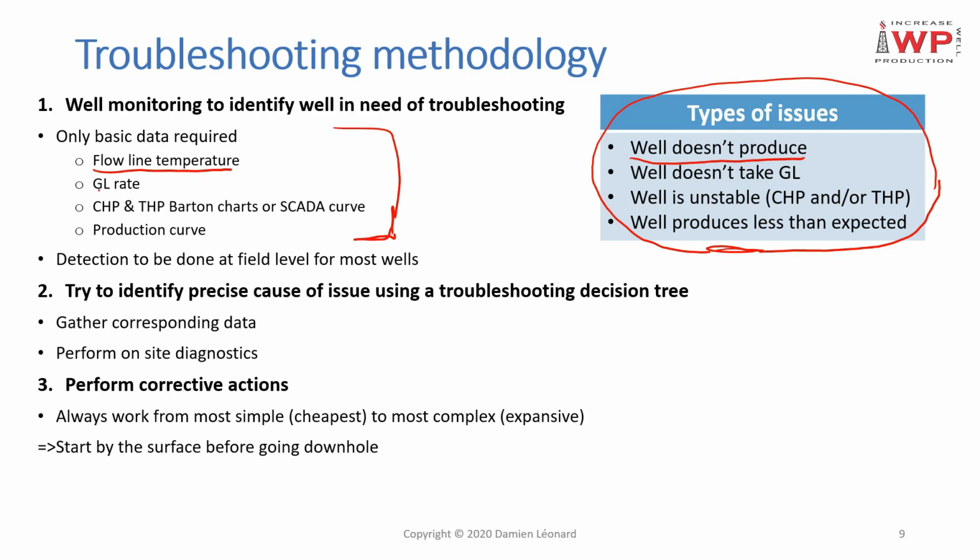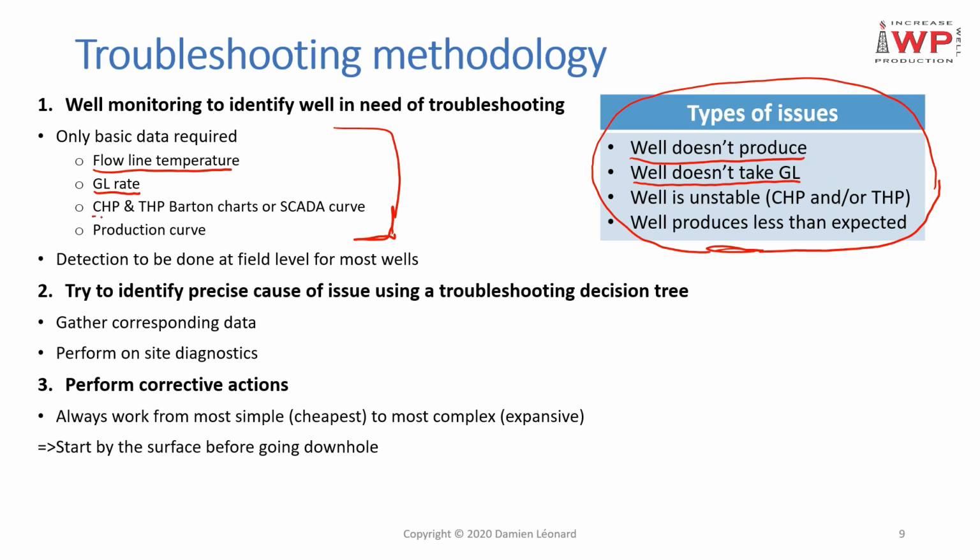Second parameter that you should monitor is the gas lift rate. If you see no gas lift being injected, then this well definitely needs some troubleshooting as well. If you see an unstable gas lift rate injected into your well, it will also need troubleshooting.